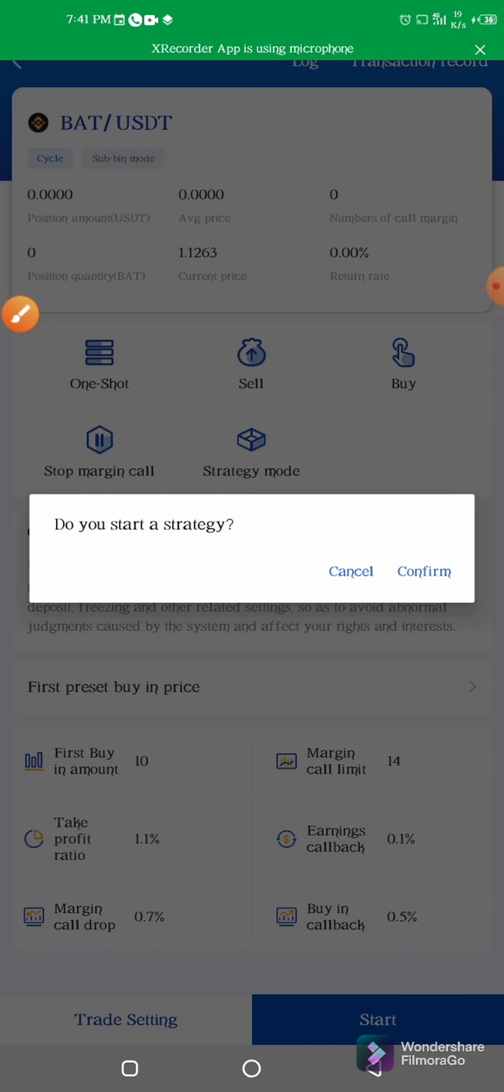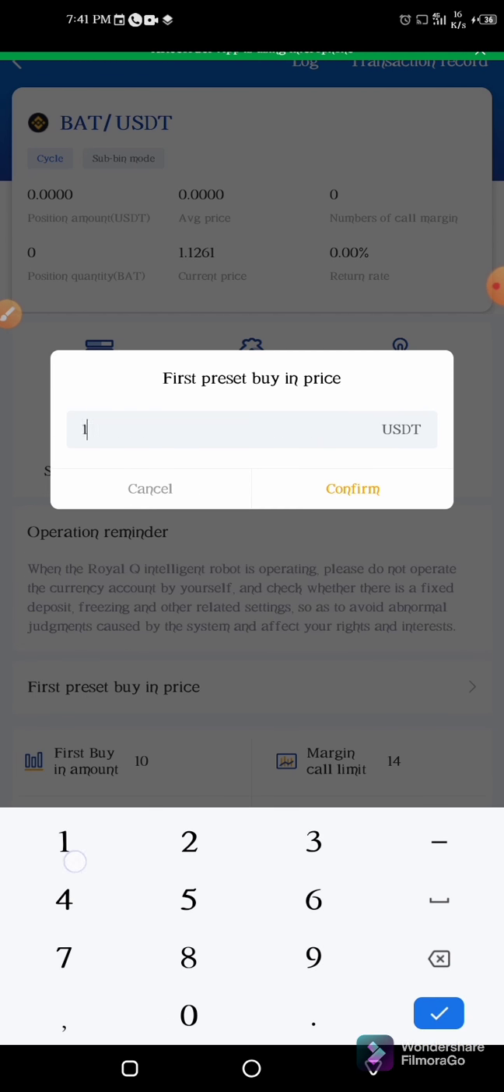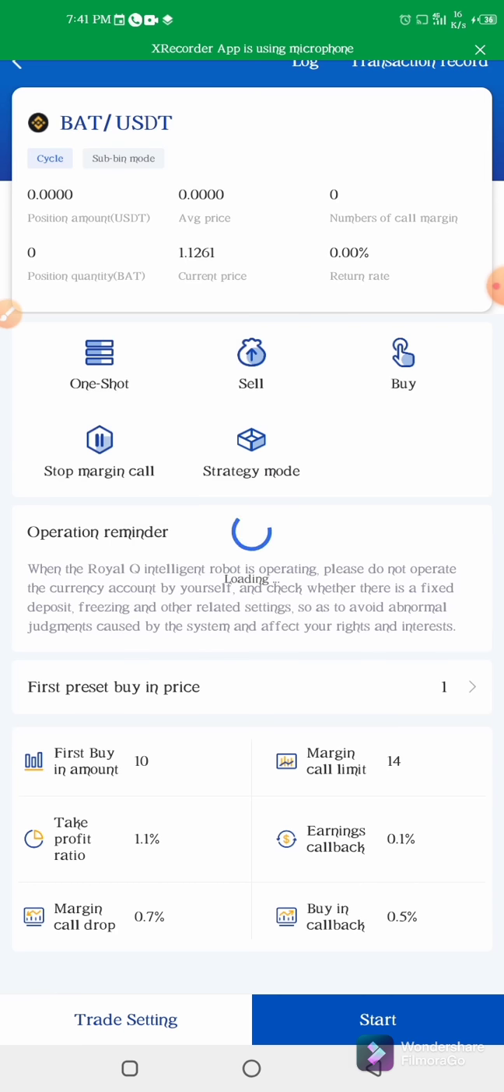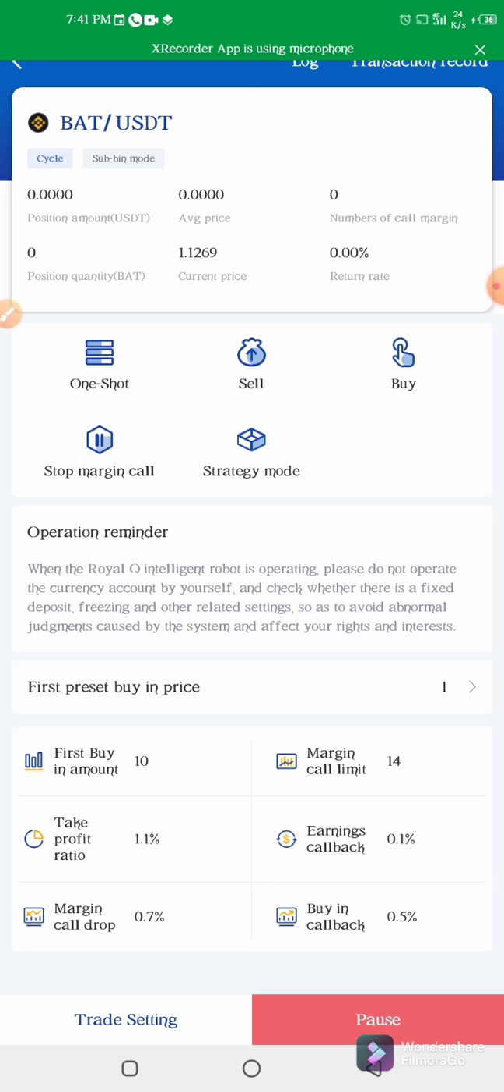If you have a preset price, okay, BAT is at 1.1 and you have a feeling it's going to be at $1, okay, set it. That's first preset buy in price. It's going to buy at 1 USDT per BAT, and then you confirm. If you believe it's going to drop to that price, then you start. Confirm strategy. Then the robot is waiting to buy at $1 because you've set it at that.